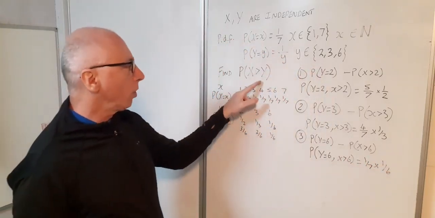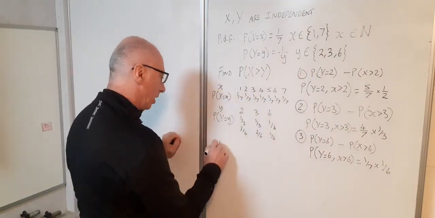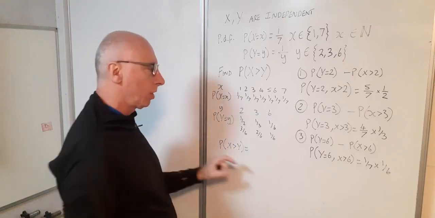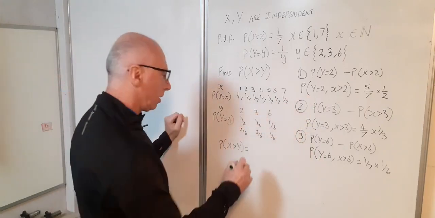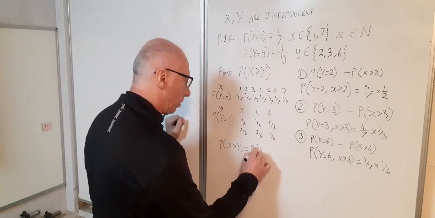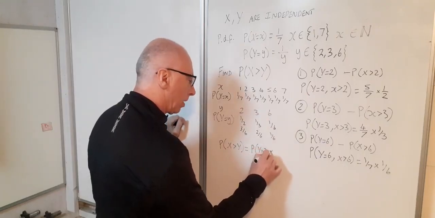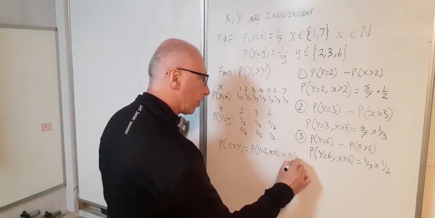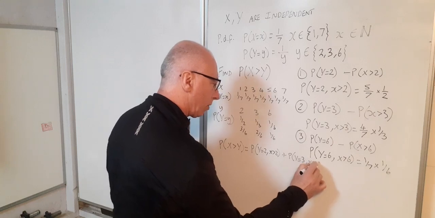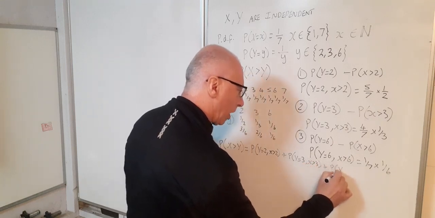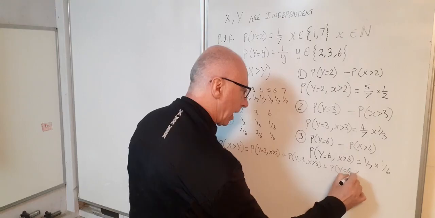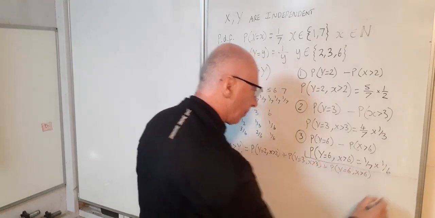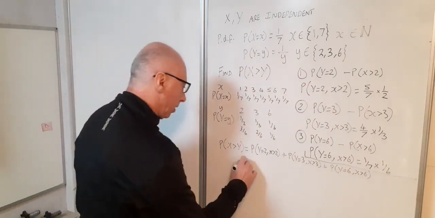So therefore, to work out this probability, if I just write it along here, probability x is greater than y equals the sum of these 3 probabilities. So let's just write them out. So y equals 2, x is greater than 2, plus the probability y equals 3, x is greater than 3, plus the probability y equals 6 and x is greater than 6. So if I just draw a line there just to keep those separate. So now we need to add all these probabilities up.